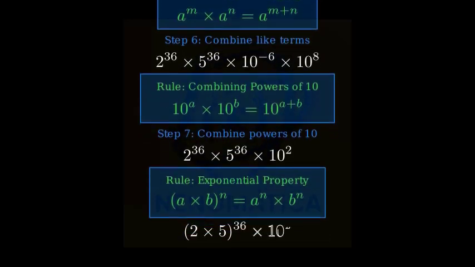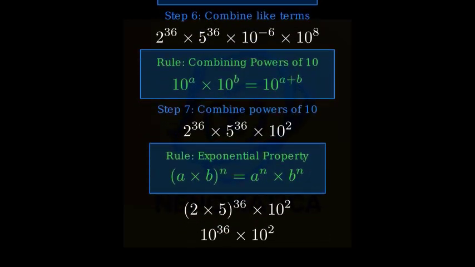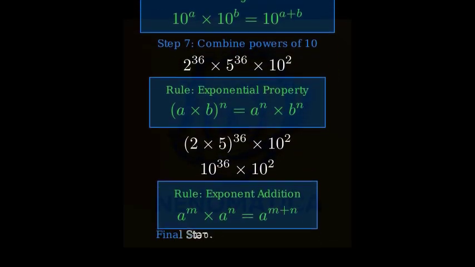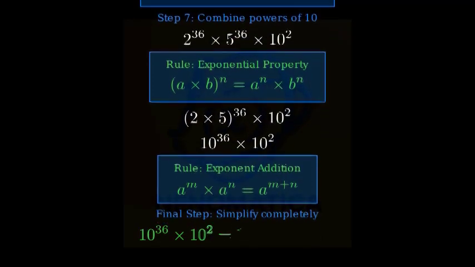We can also rewrite 2 to the 36 power times 5 to the 36 power as a single term. Notice that 2 times 5 equals 10, so we have 10 to the 36th power. In the final step, we combine 10 to the 36th power and 10 squared to get 10 to the 38th power.